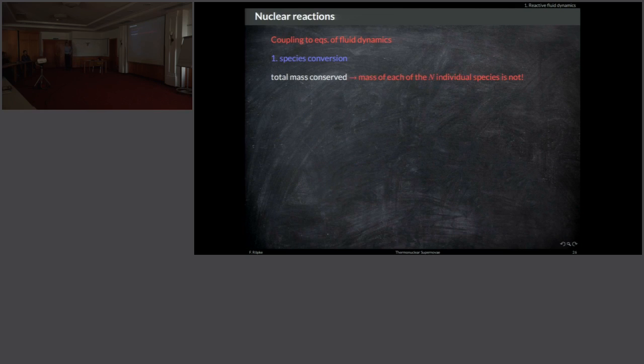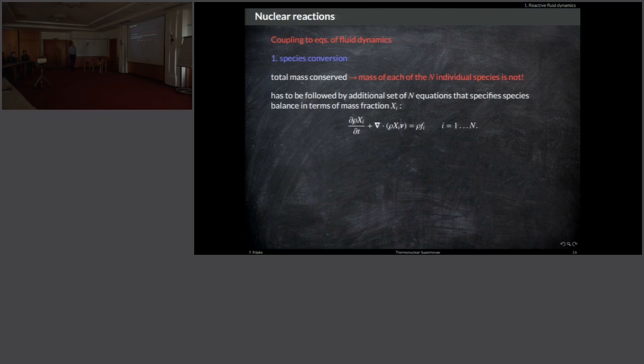Okay, now, I said before, we don't actually see much of a difference if we look for species conversion effects in the Euler equations, because the total mass is conserved, but of course the mass of each individual species is not. In order to follow this, of course, we have to augment the Euler equations as stated before by an additional set of N equations. N is here the number of species we have in the system. So this then specifies the species balance for each of these species in the system in terms of the mass fraction.